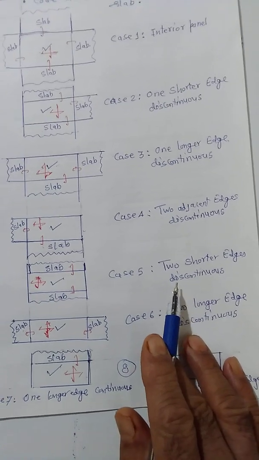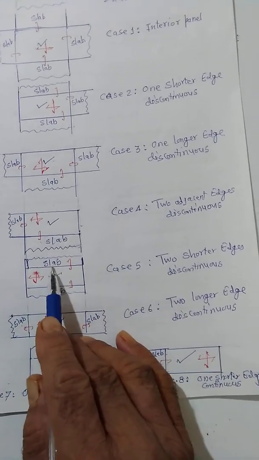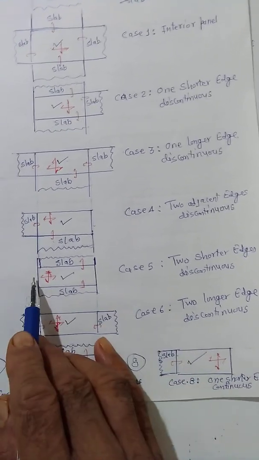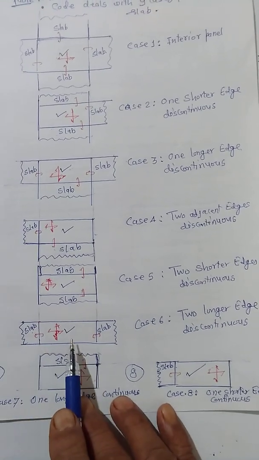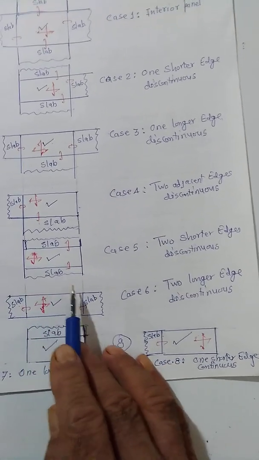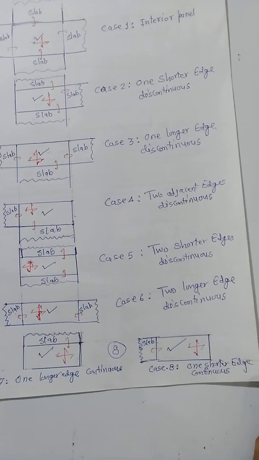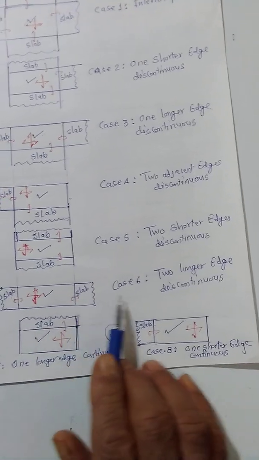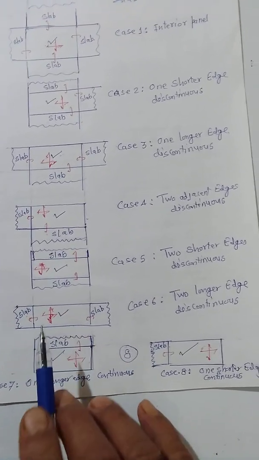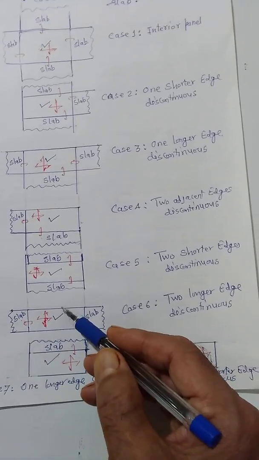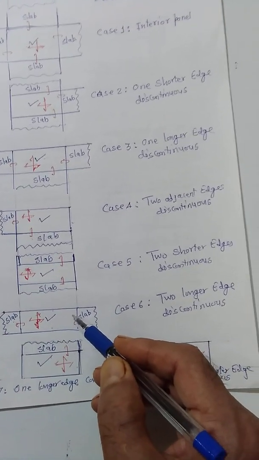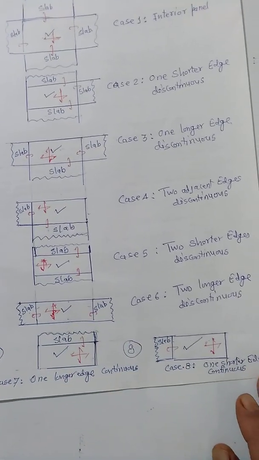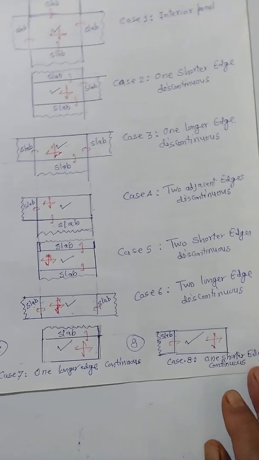Now, 2 shorter edges discontinuous means that for the longer edges there is continuity of the slab panels and there is no slab on this side. Second condition, the 2 longer edges are discontinuous, or we can say the two shorter edges are continuous and the longer edges are discontinuous. Here the reinforcement is terminated over here, and there is continuity of the reinforcement in this panel also, along the main panel itself. Now there are two more conditions that I have dealt with on this page.